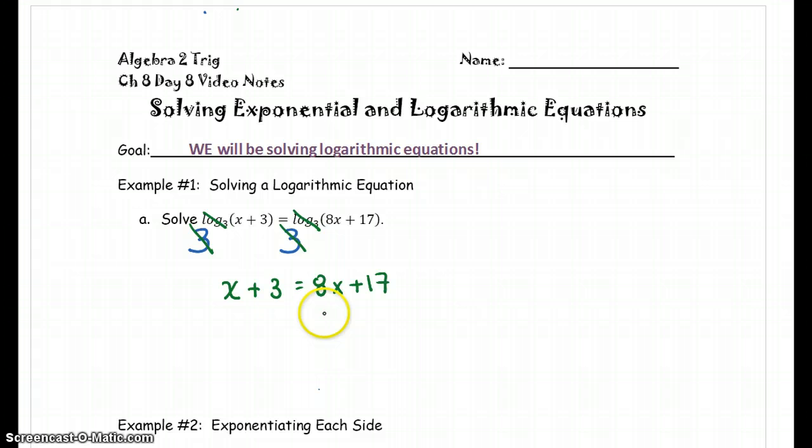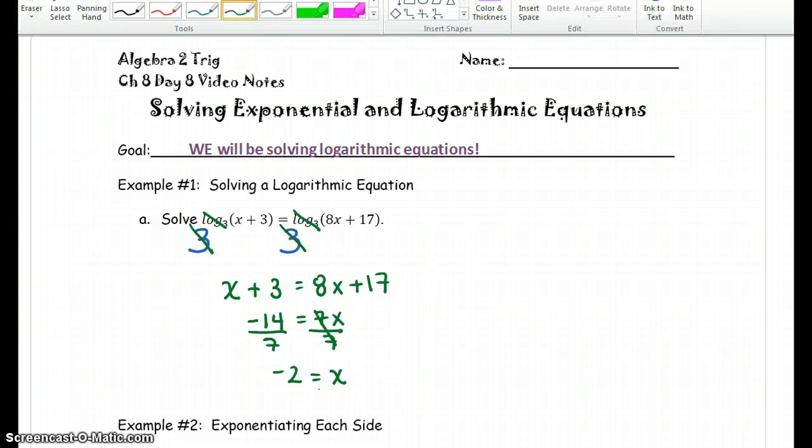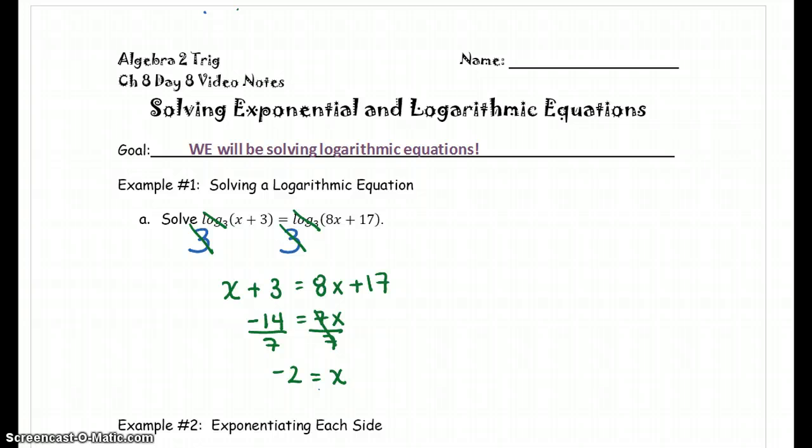We move the x to the other side, we get 7x here, and we move the 17 to the other side of the equation, and we get negative 14. And when we divide by 7 on both sides, we get x equals negative 2. Now, before I box it and say that's the answer, I do want to check our work because there could be extraneous solutions, which are solutions that don't work once we plug it in.